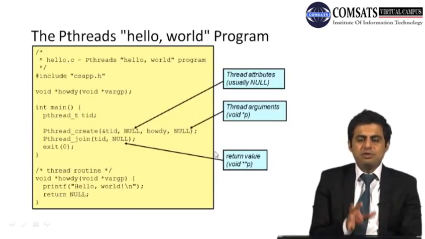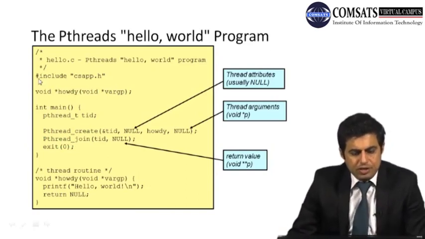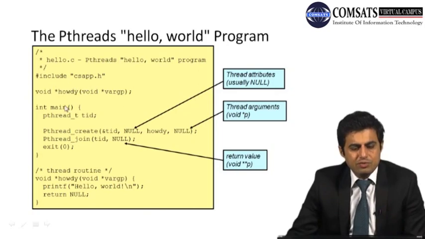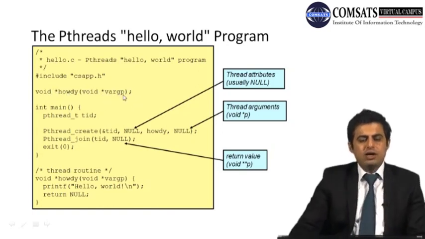Okay, this is a typical example of a hello world program where we are using some threads. If you look at this code, you have hello.c, the program name, a pthreads hello world program, and you are including a library, csapp.h, because this library includes support for threads. So whenever you use threads in the C language, you will add this. Then you have the declaration of a method, howdy, with void pointer vargp. This is its parameter, and this is its name.